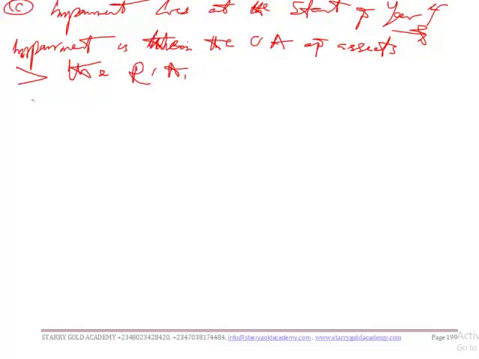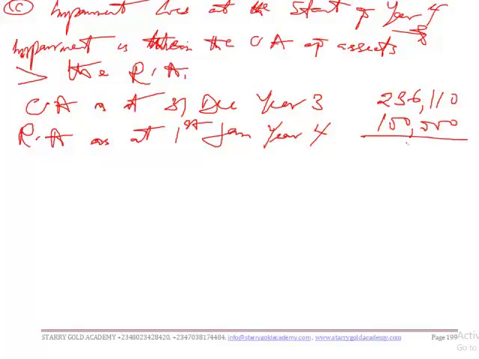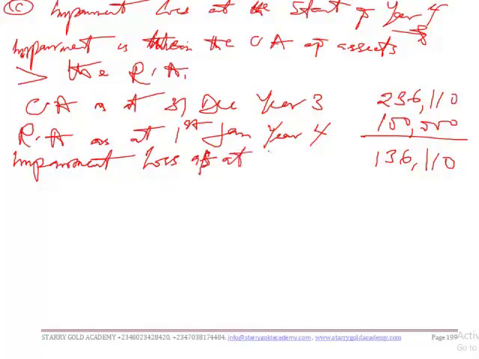So we have our carrying amount as at 31st December year 3 to be 236,110. We have our recoverable amount as at 1st January year 4 of 100,000. So the difference is 136,110. This will be our impairment loss as at 1st January year 4.